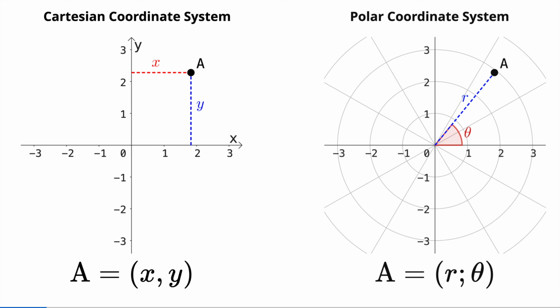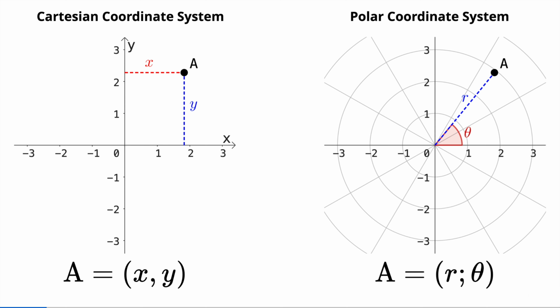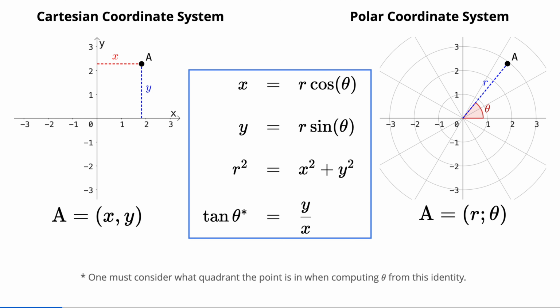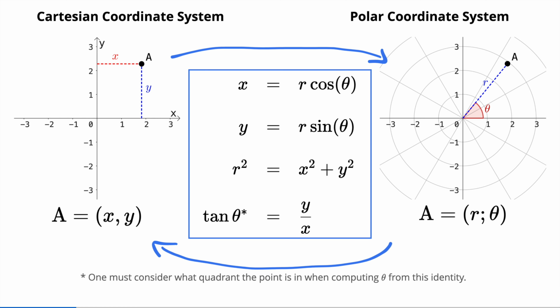Another way to represent points in the plane is using the polar coordinate system. The same point A, for example, can be written as r semicolon theta, where r is the distance from the origin to the point and theta is the counterclockwise angle that is made with the point A, the origin, and the x-axis. And to convert back and forth between polar and rectangular coordinates, we can use the following formulas.